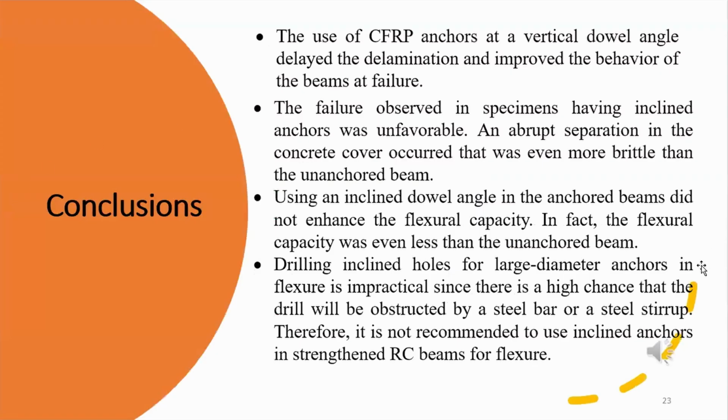So our conclusion is that the use of CFRP anchors at a vertical dowel angle delayed the delamination and improved the behavior of the beams at failure. The failure observed in specimens having inclined anchors was unfavorable. There was an abrupt separation in the concrete cover that was even more brittle than the unanchored beam. So using an inclined dowel angle in the anchored beams did not enhance the flexural capacity. In fact, the flexural capacity was even less than the unanchored beam.